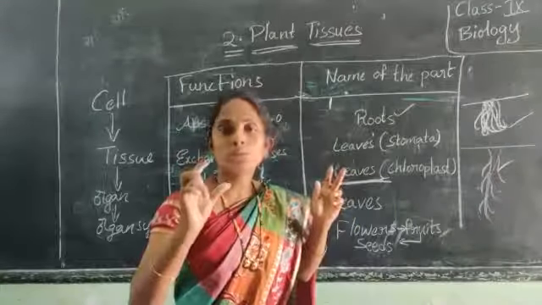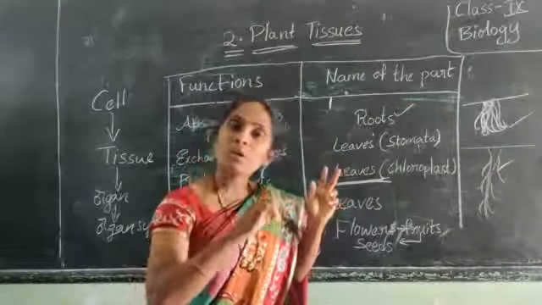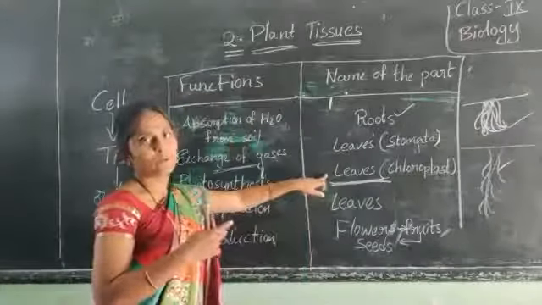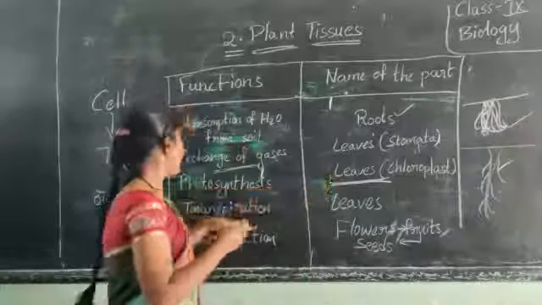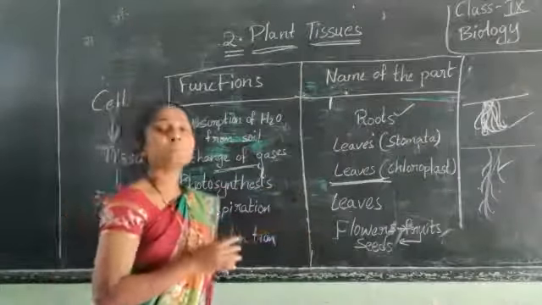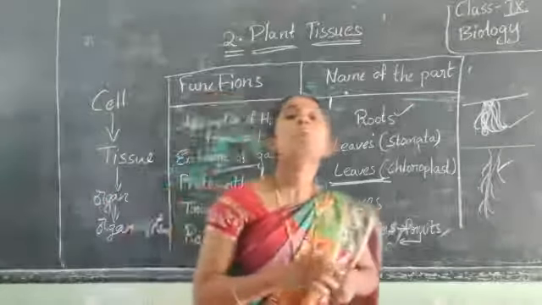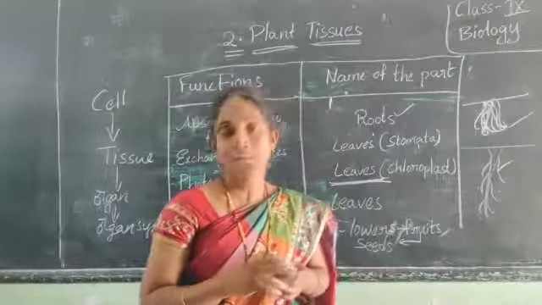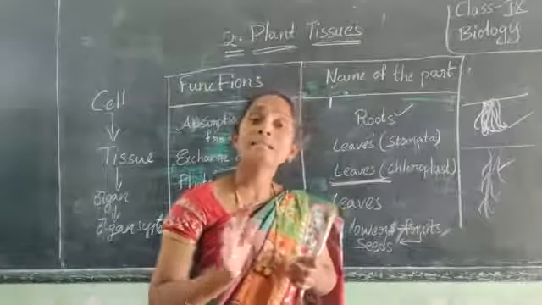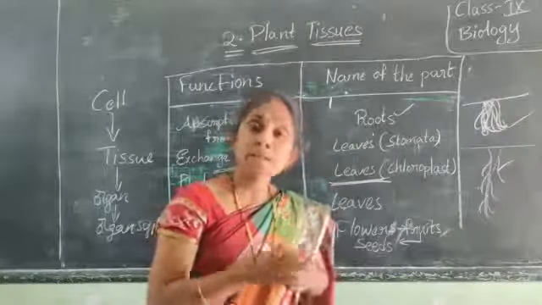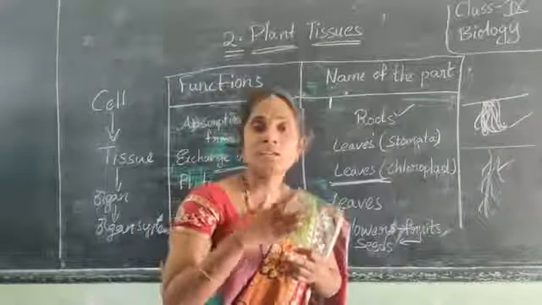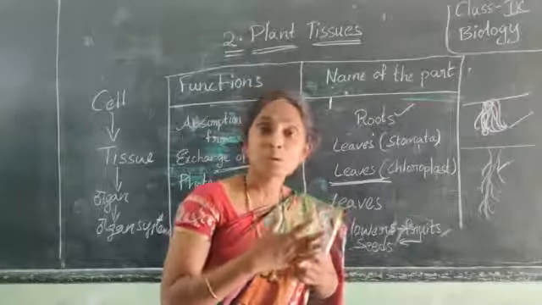That is glucose. So conversion of light energy into chemical energy by leaves. Understood, children? And the next one is transpiration. Transpiration in the sense excess amount of water is sent out through the leaves. What is meant by transpiration? Excess amount of water sent out through the leaves is called transpiration. So how can you observe?